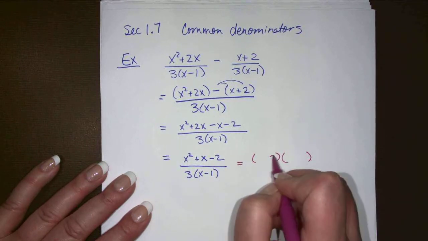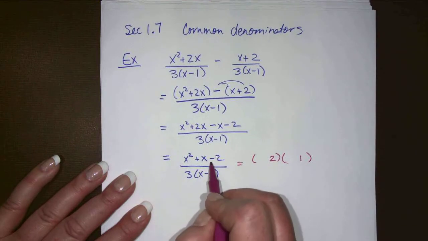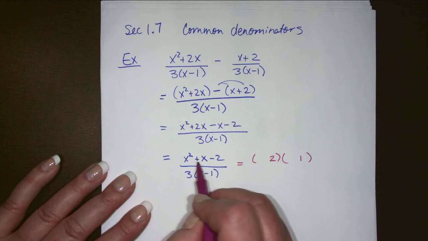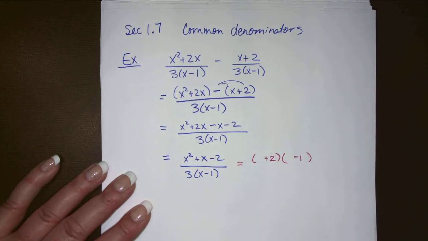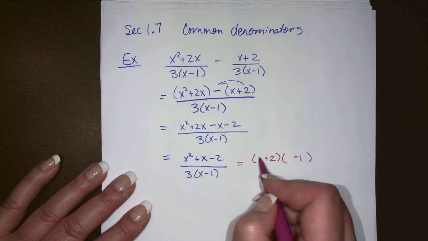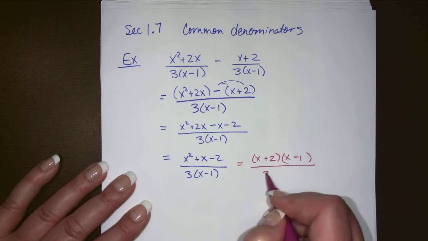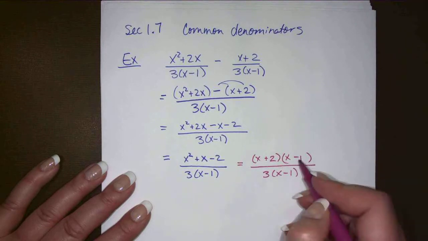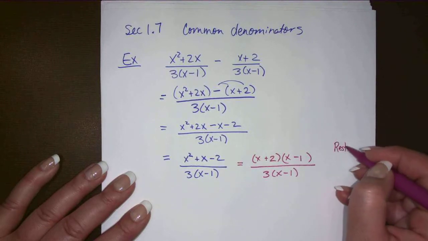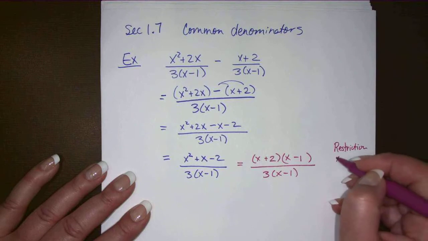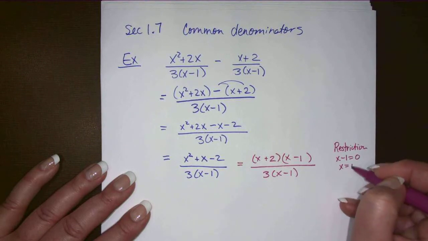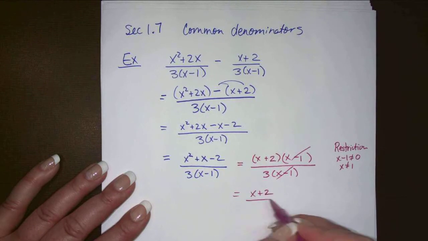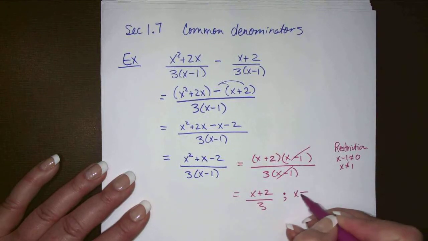two numbers that multiply to give 2, 2 and 1. And we want them to add or subtract, I guess, to give a positive 1. So that way, 2 minus 1 is 1. So that does have a common factor that we can cancel. What would be the restriction? x cannot equal 1. Cancel that out. So x plus 2 over 3, semicolon, x cannot equal 1.